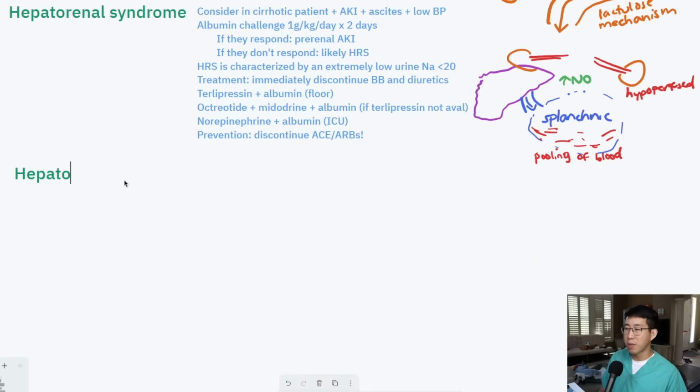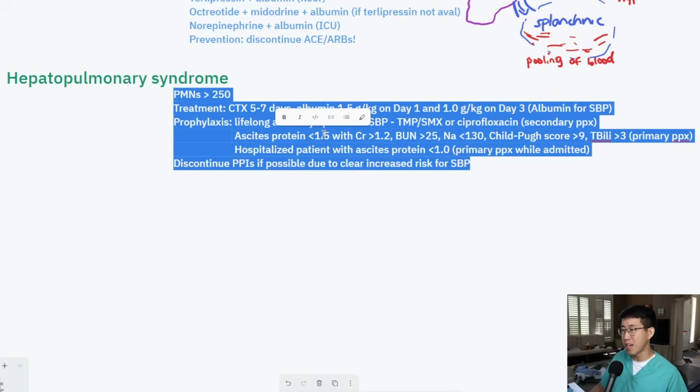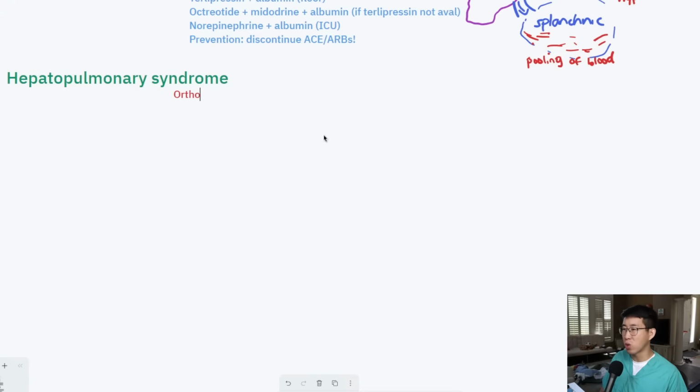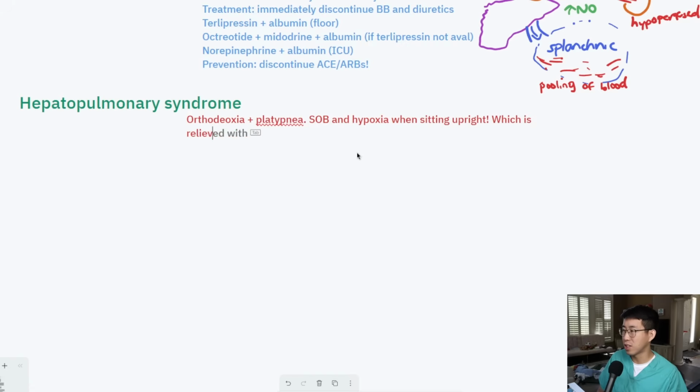The next complication I want to talk about is something called hepatopulmonary syndrome, which is a pretty interesting situation. This one is interesting in how it presents. These patients will have something called orthodeoxia plus platypnea. You know how CHF patients have shortness of breath when they lie flat because all that fluid backs up, filling their lungs? Well, in hepatopulmonary syndrome, these patients feel more short of breath when they're sitting up and it's relieved when they're lying down. So shortness of breath and hypoxia when sitting upright, which is relieved with lying down.